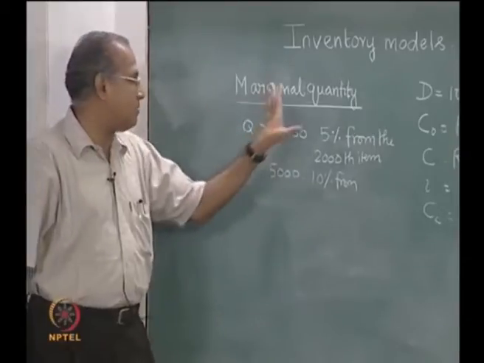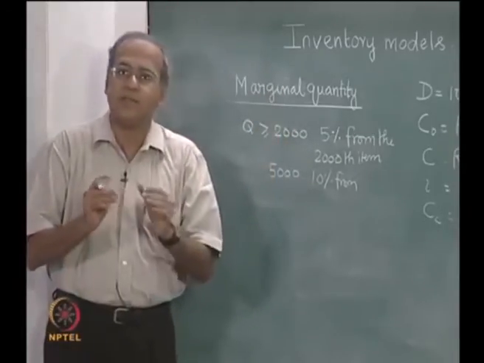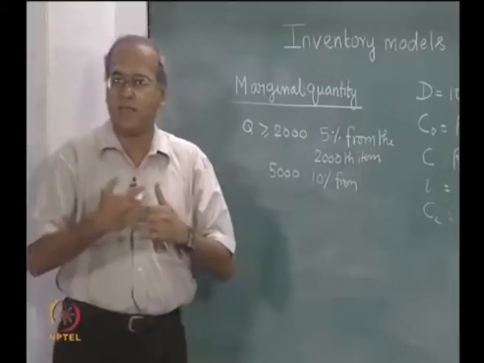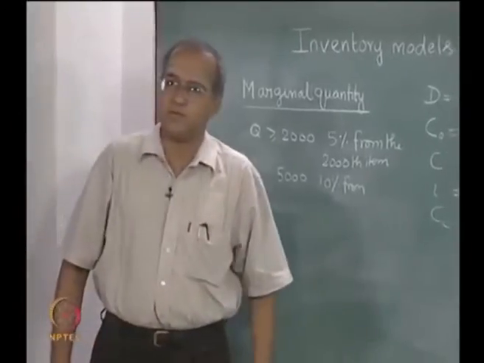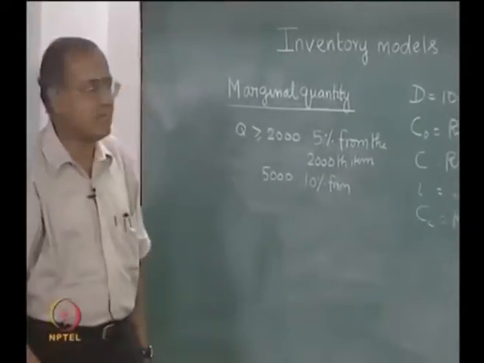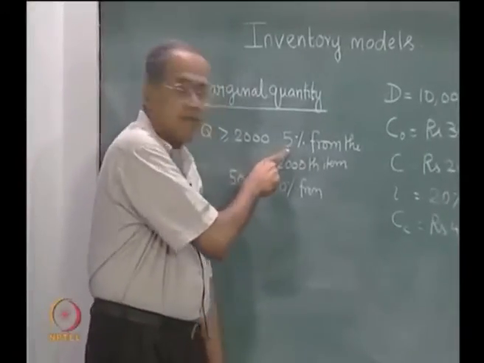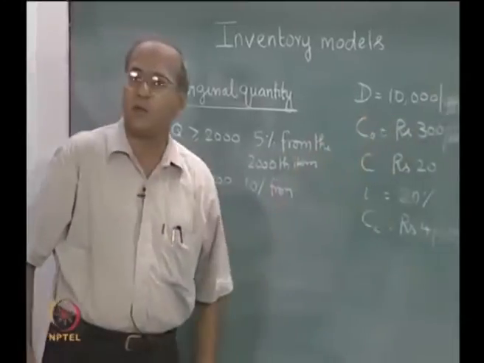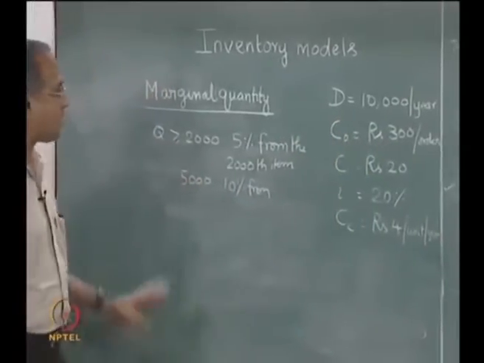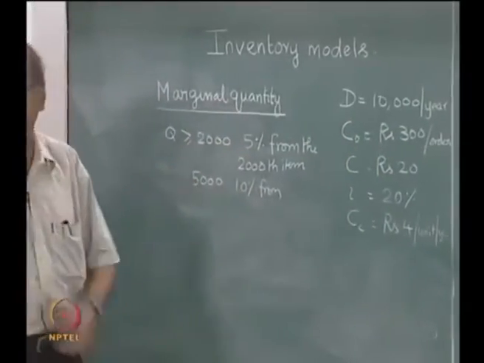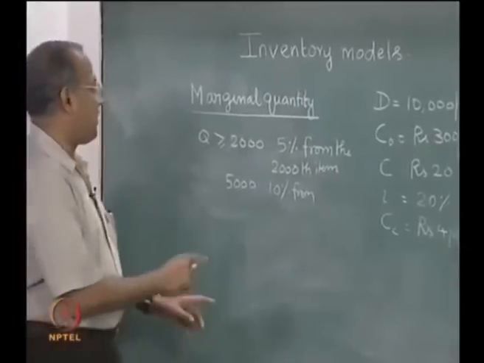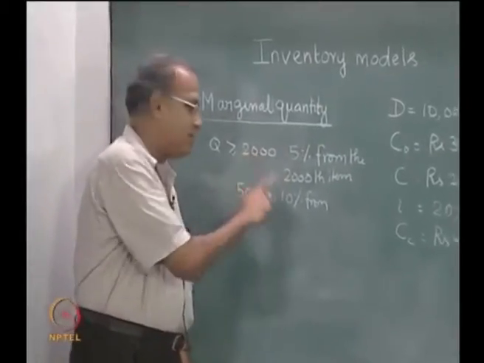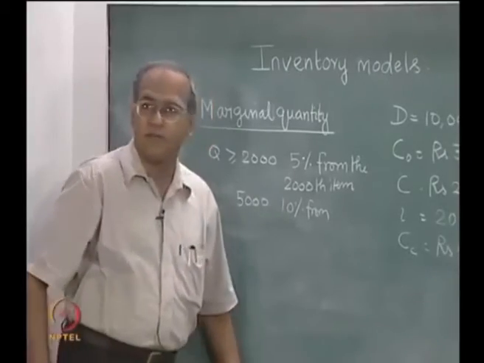So, the gain in the marginal quantity discount is slightly lesser than the gain in the all quantity discount, and for that reason you will see that the discount is higher in the marginal quantity than in the all quantity discount. So, let us work out this problem with marginal quantity discount of 5% from the 2000th item and 10% from the 5000th item.